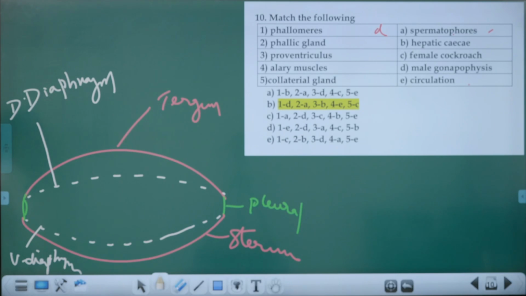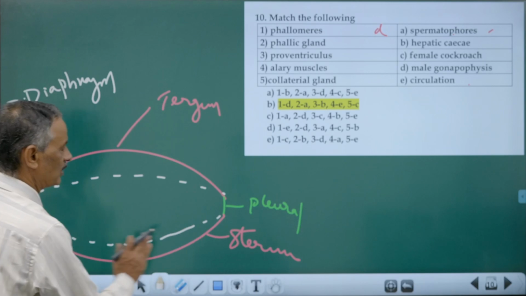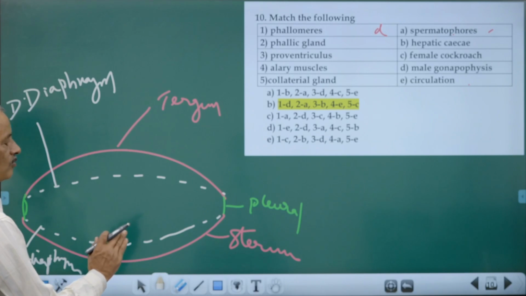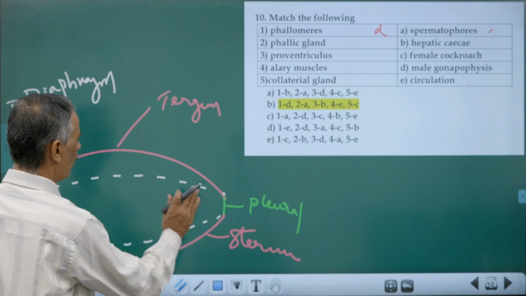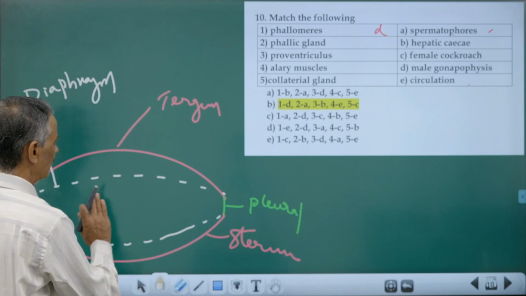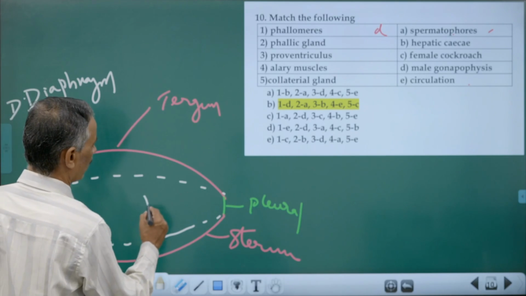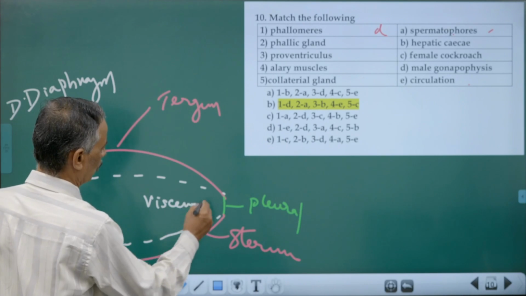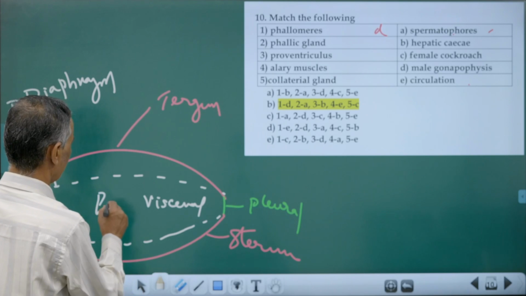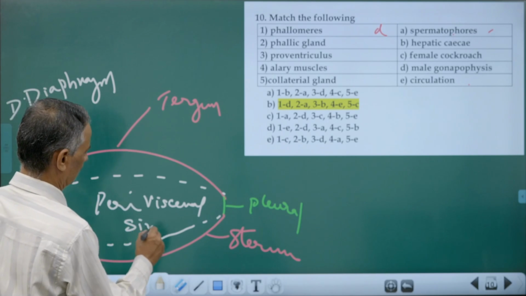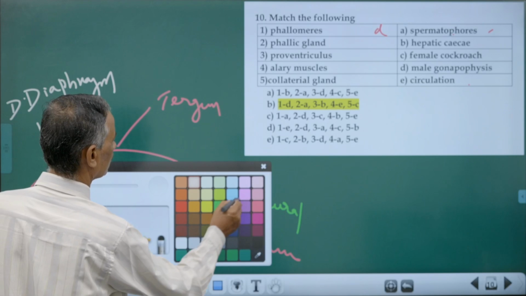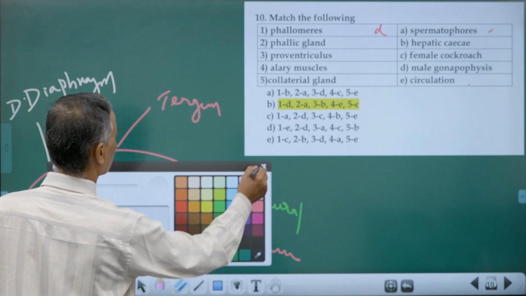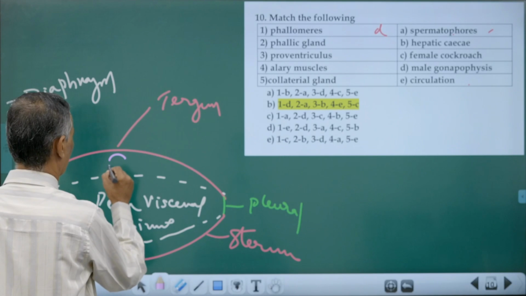Remember, cockroach has an open type of blood vascular system. So all the cavities are filled with blood. So we call them sinuses. Dorsal sinus, ventral sinus. The important organs, all the viscera, lie in this middle one. So it's called visceral sinus or perivisceral sinus. Now, the heart lies here. This is the position of the heart.